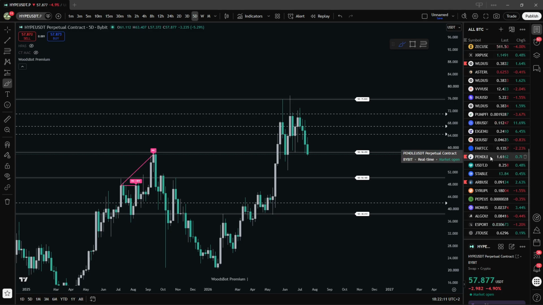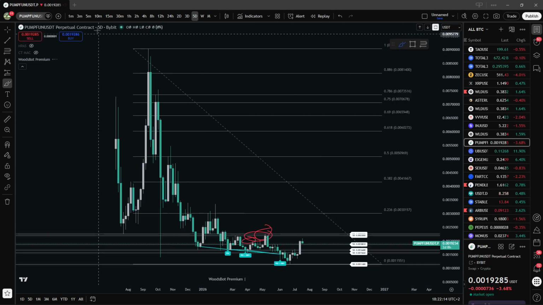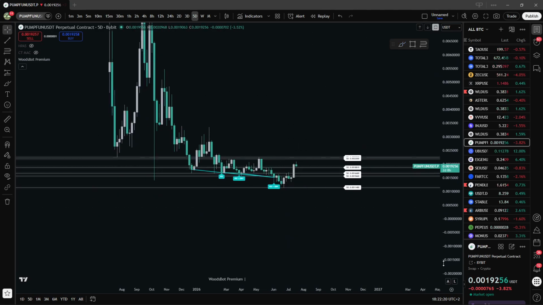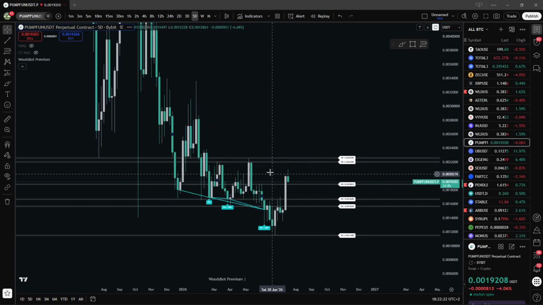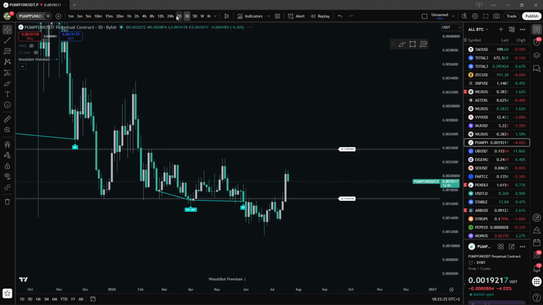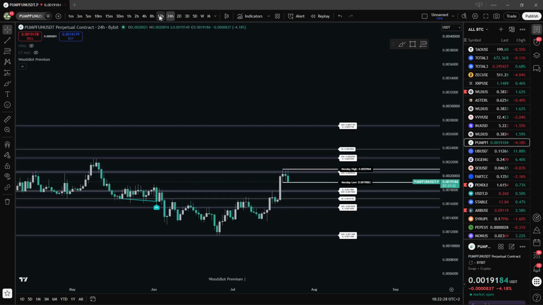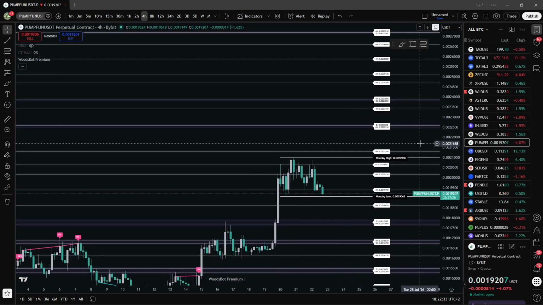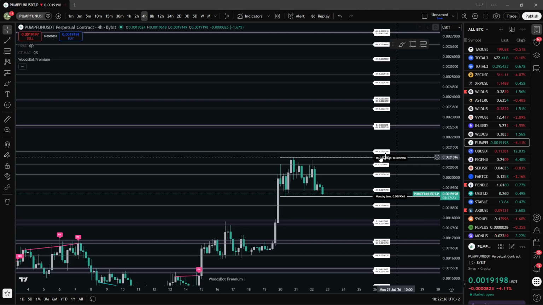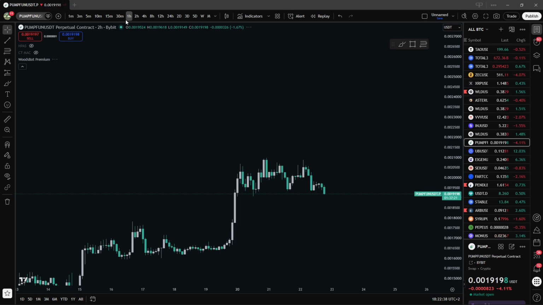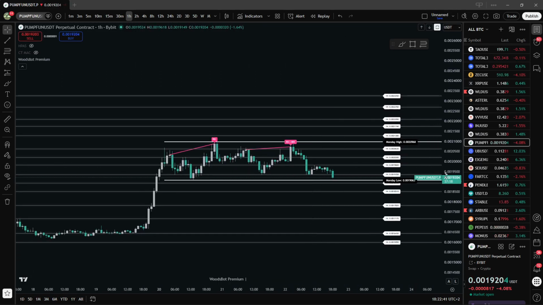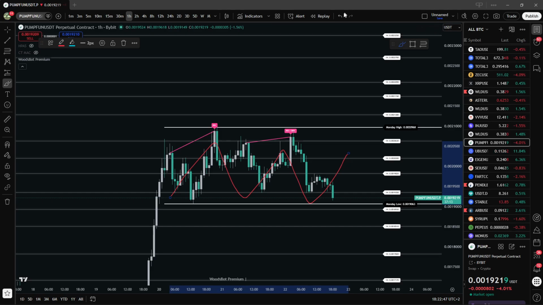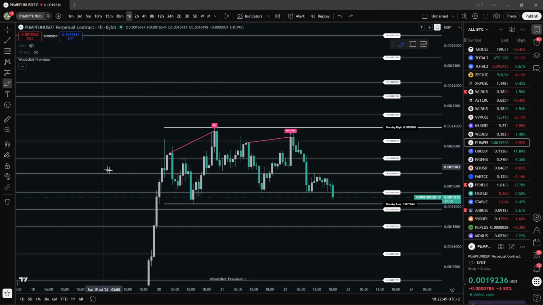I wanted to look at Pump Fun as well. Man, altcoins are getting wrecked today. I was hoping for Pump Fun to sort of hold this range it's at, right? Like it's just consolidating. But now it potentially looks okay.